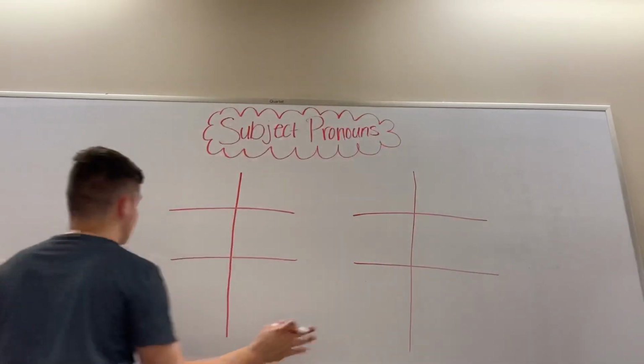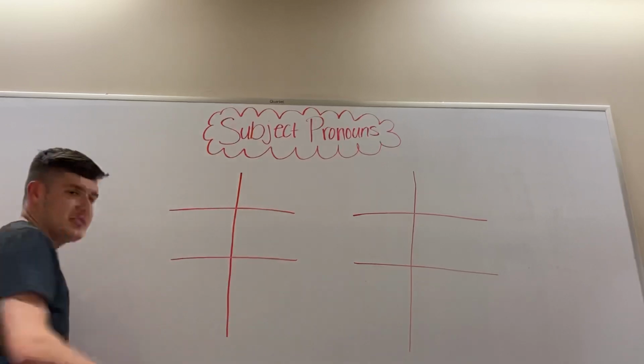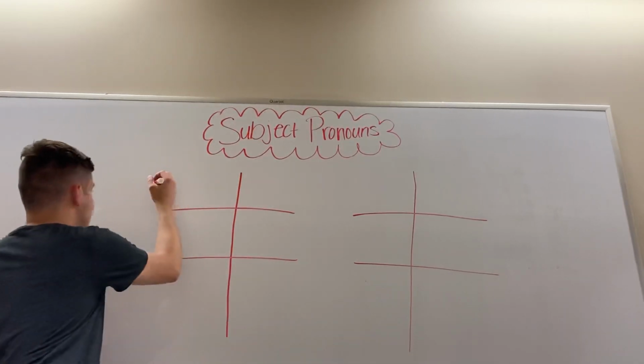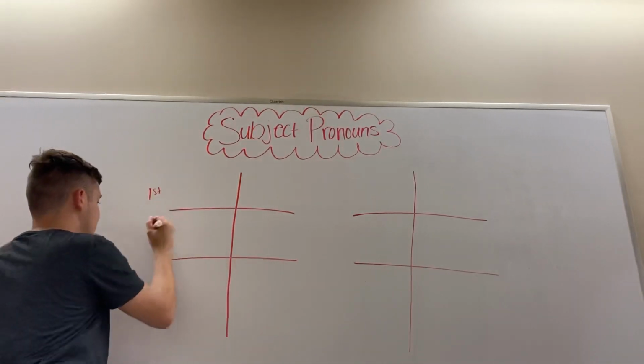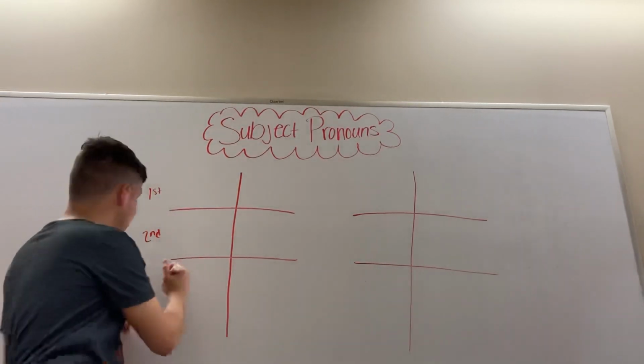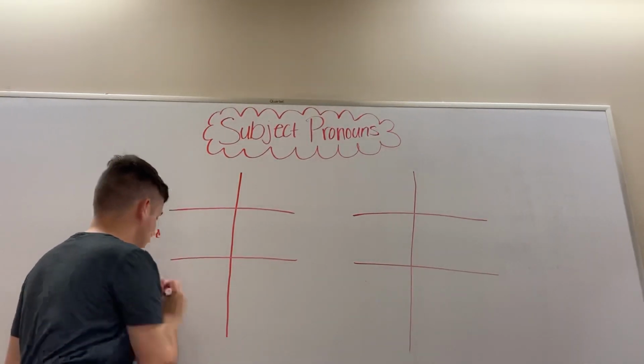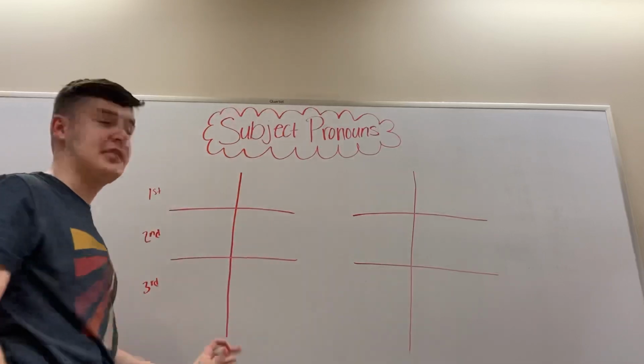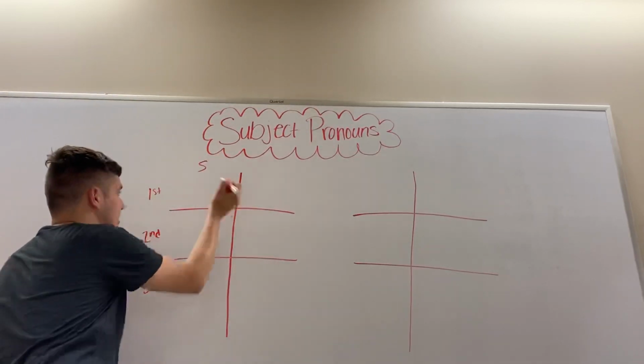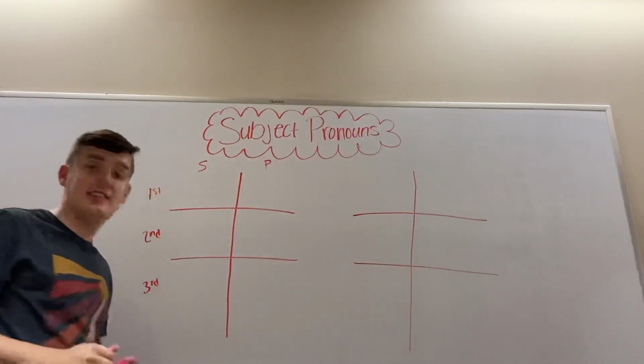So the way this chart works is these rows represent what person the pronoun is in. So this top row is going to be first person, this middle row is going to be second person, and this bottom row is going to be third person. Then the columns are whether they're singular or plural. So we have singular in the first column, plural in the second column.